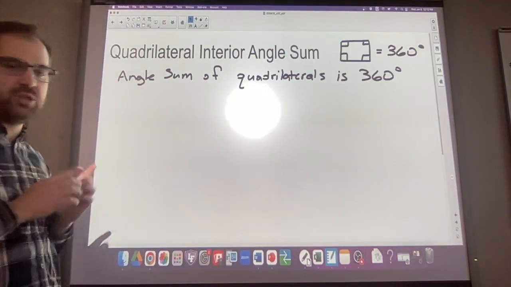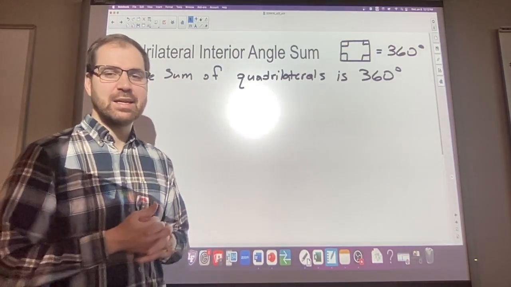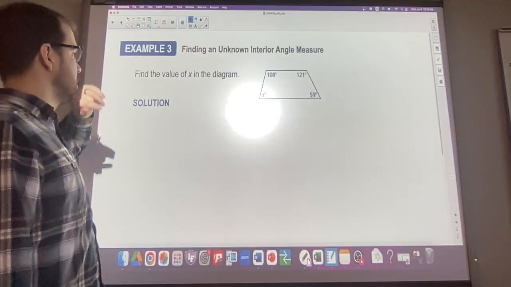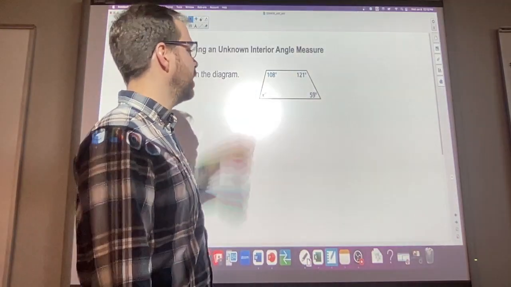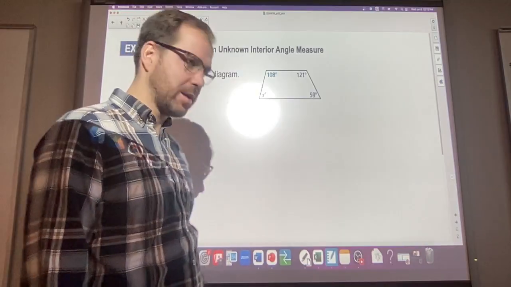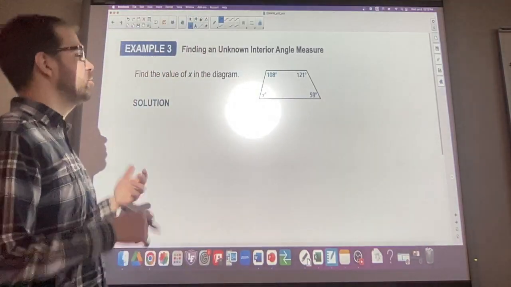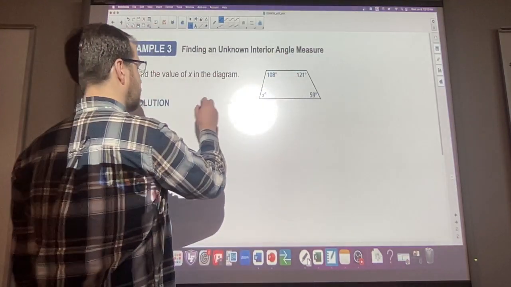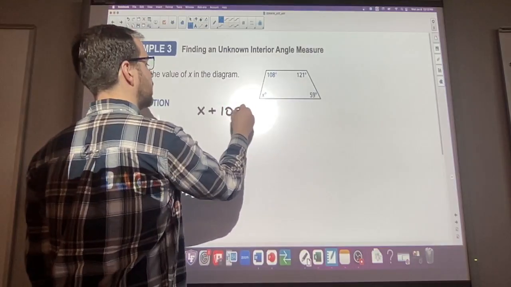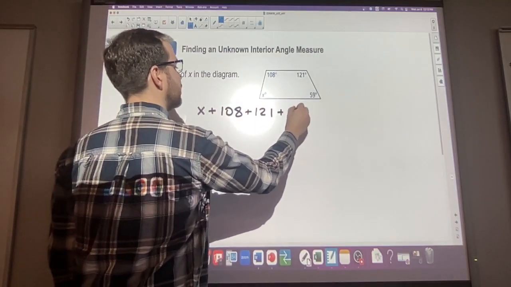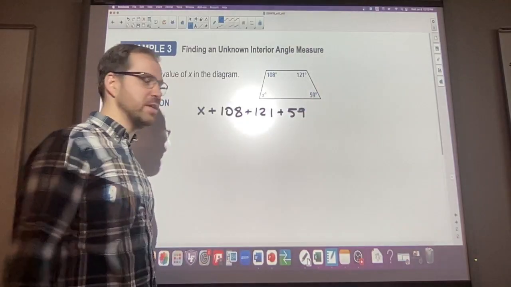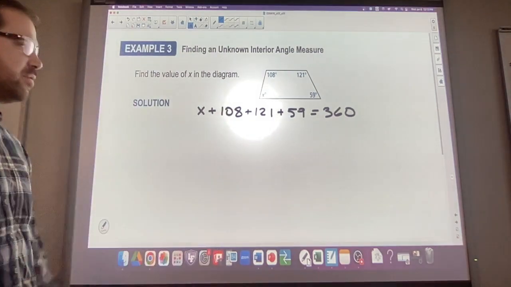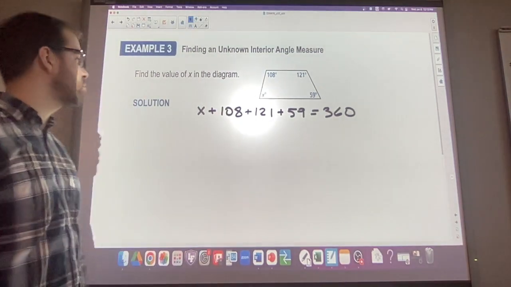With that information, you're going to be solving for some missing angles. We know they have to add to 360. So why don't you jot this picture down, and then we're going to find x. If we're trying to find x here, essentially it'll look like this: x plus 108 plus 121 plus 59. All of them added together have to equal 360. And then it's just a matter of combining your like terms and then solving from there.